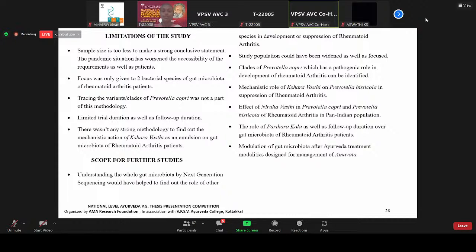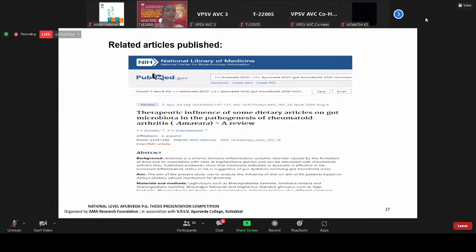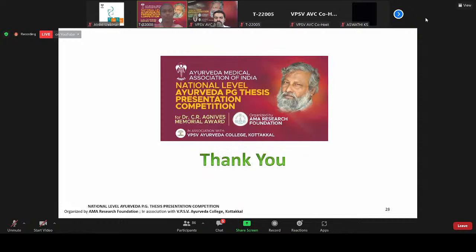Scope of further study: understanding the whole gut microbiota by next generation sequencing. The study population could be widened, and the clades of Prevotella copri, which has a pathogenic role in the development of RA, can be identified. The mechanistic role of Sharavasti on Prevotella histicola in suppression of RA, the effect of Niruhavasti on Prevotella copri and Prevotella histicola of RA in the pan-Indian population, and modulation of gut microbiota after Ayurveda treatment modalities designed for the management of Amavata can be found out. This is one of the articles related to this which we published in the Ayu Journal, on the therapeutic influence of some dietary articles on gut microbiota in the pathogenesis of rheumatoid arthritis. Thank you.